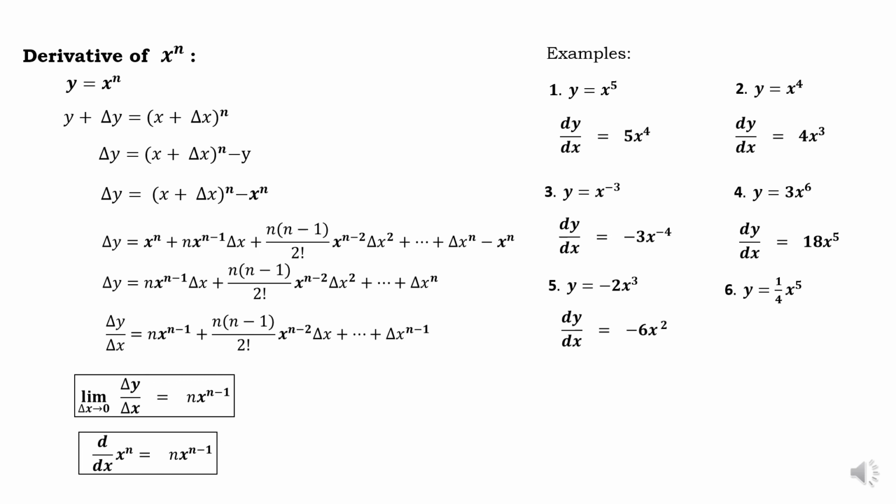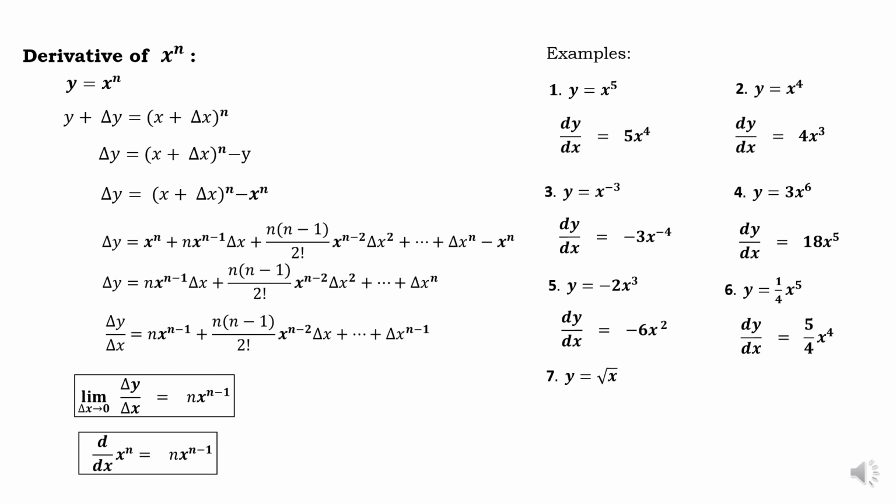So we have the same procedure, just multiply 5 by 1/4, and that now becomes 5 all over 4, and subtract 1 from the exponent and it becomes x raised to the 4th power. So therefore, the derivative of 1/4 x raised to the 5th power is equal to 5 all over 4 x raised to the 4th power. And number 7, y is equal to square root of x.